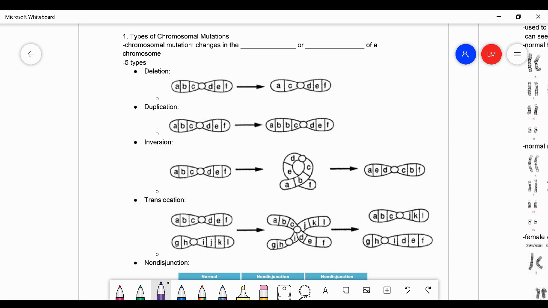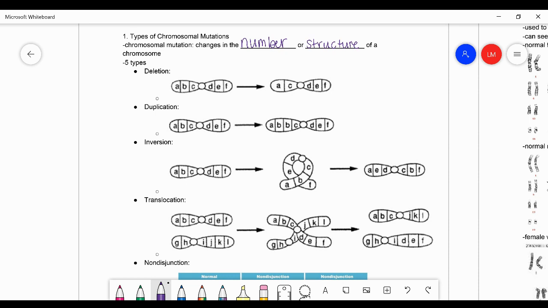This video covers chromosomal mutations. Chromosomal mutations are changes in the number or structure of a chromosome. And there are 5 types that we're going to talk about.